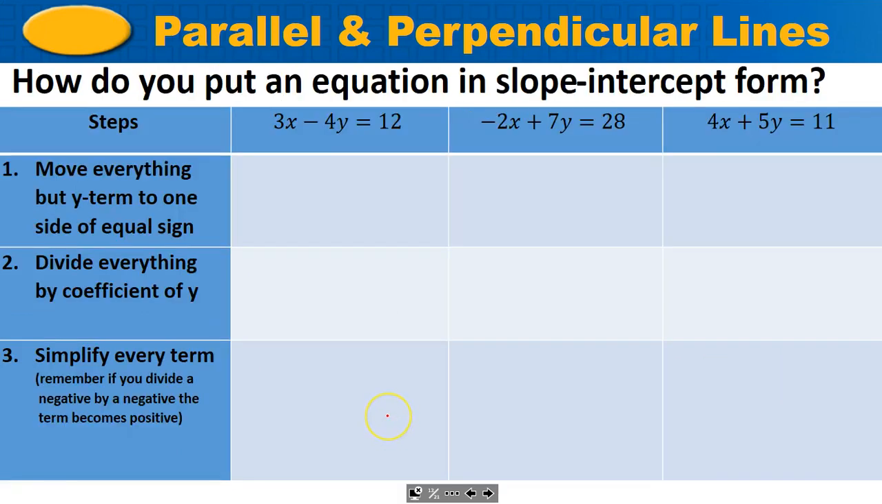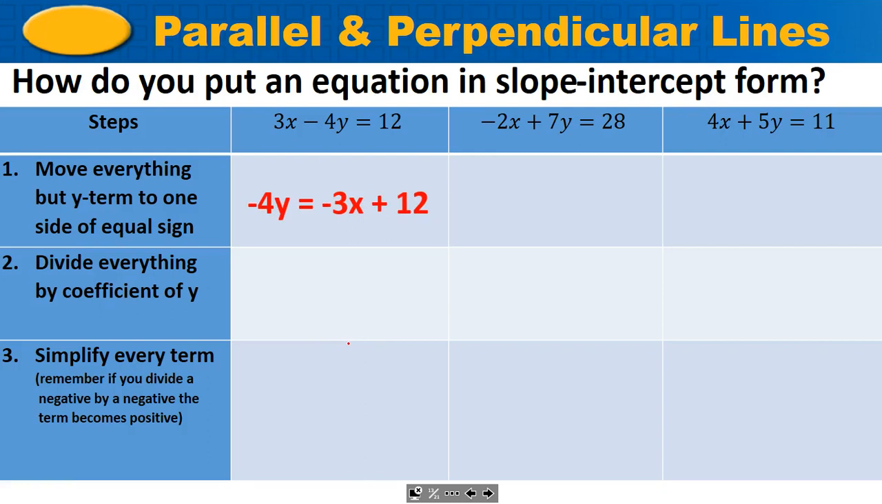All right, so now we're going to move on to how you put an equation in slope-intercept form. So what we want to do is follow these steps here. We're going to move everything but the y term to one side of the equal sign. Then we're going to divide everything by the coefficient of y, and then we're going to simplify every term. So on this one, we're going to move the 3x by subtracting it.